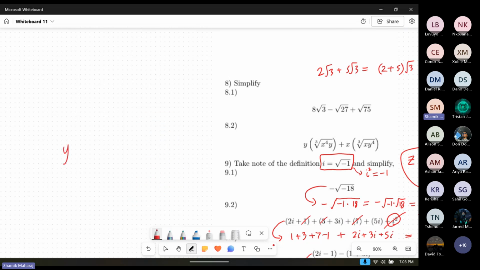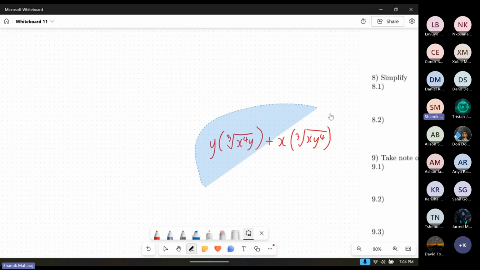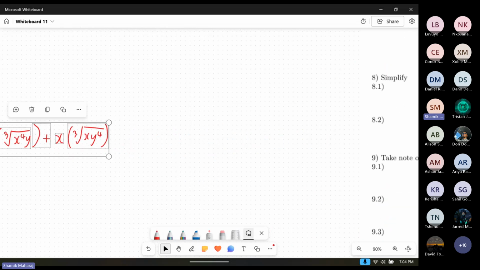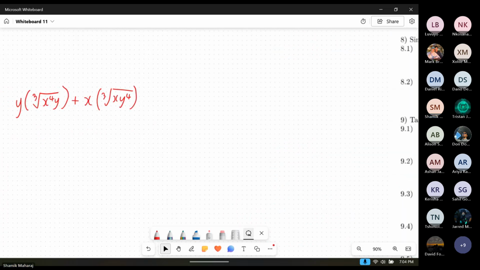So it's y times the cube root of x to the 4, plus x times the cube root of y to the 4. Now let's just move this further this way so we can work. And the question is just to simplify, if I remember correctly. Yeah, simplify. Okay.